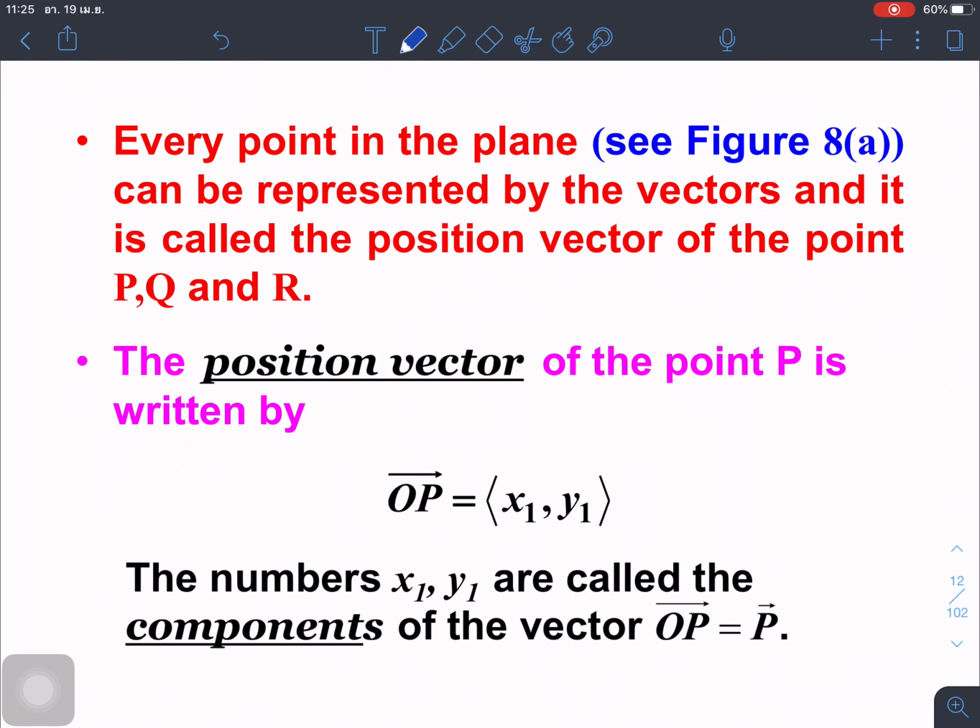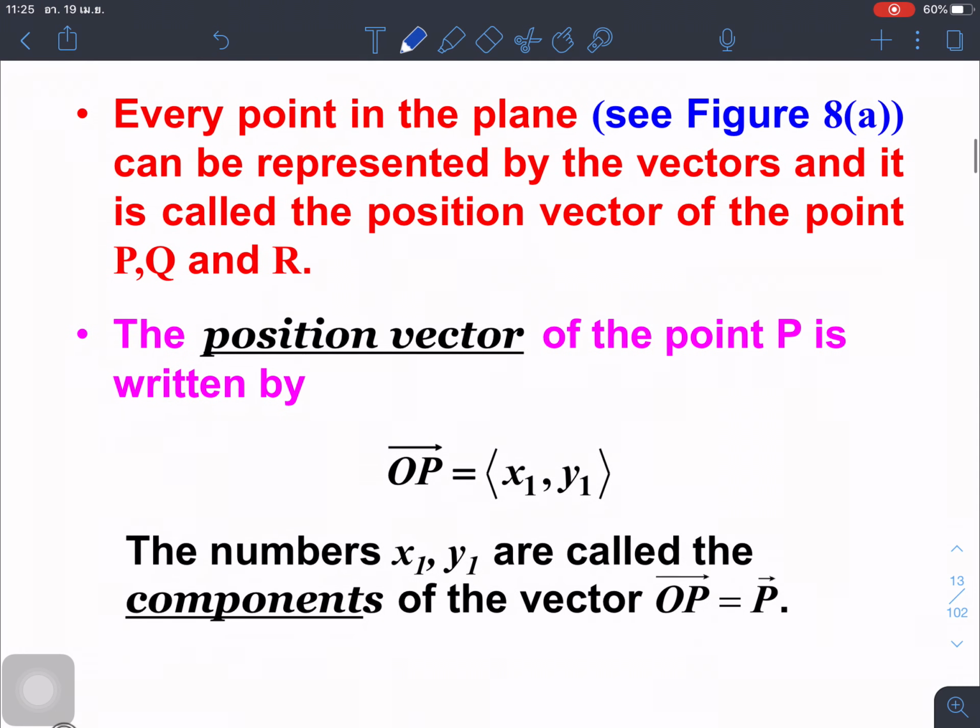Every point in the plane can be represented by a vector, and it's called the position vector of the points P, Q, R respectively. The way you write the position vector is this: the vector OP with the vector notation on top of OP, and then you write the ordered pair x1 and y1. And remember, x1 and y1 come from the point P. Point P is (x1, y1).